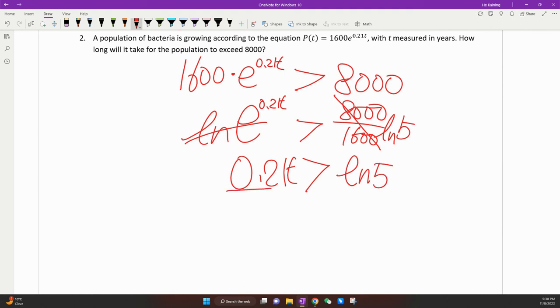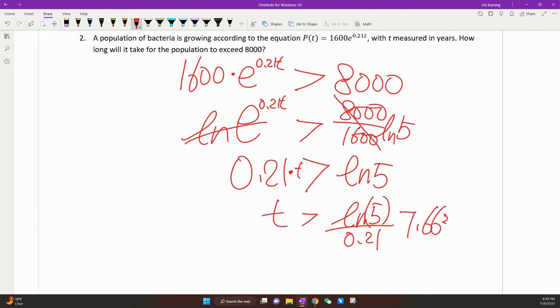And then how do you get rid of this number? By dividing, because it's 0.21 times t. Then I'll have t greater than ln 5, and by the way, don't forget, this is divided by 0.21. Some of you, when you punch it in the calculator, forgot to close the parentheses, so this is why you have a wrong number. When you close the parentheses, this number becomes 7.66399, and if you do the rounding, you have approximately 7.66 years. Okay, this is how it goes.